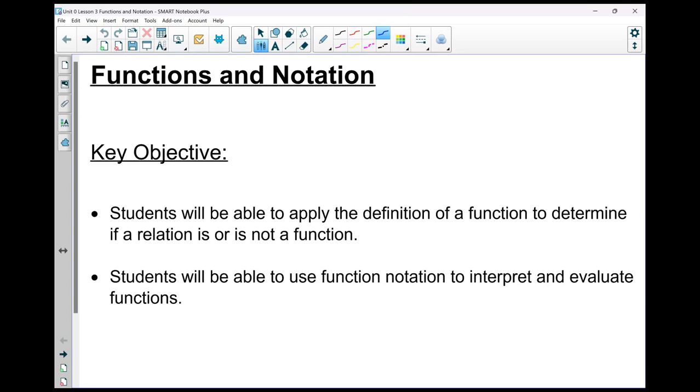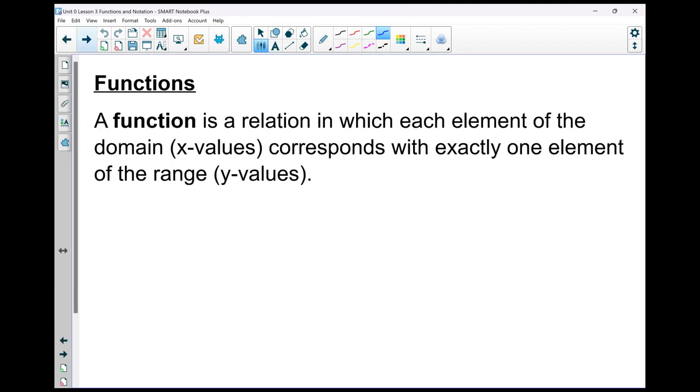Today we're talking about functions and their notation. At the end of today's lesson, we're going to be able to determine if a relation is a function and be able to use function notation to evaluate functions. A function is a relation in which each element of the domain corresponds with exactly one element of the range.